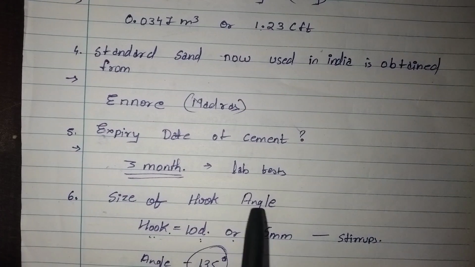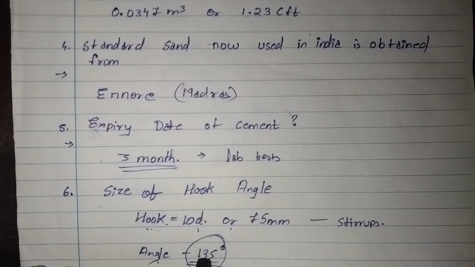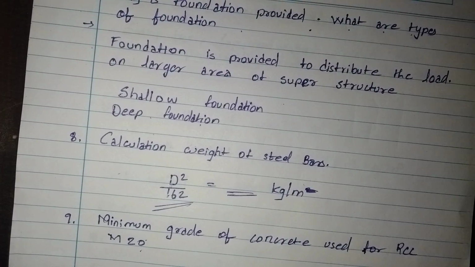The size of hook and angle. Now the hook size is 10 times D or 75 mm of the stirrup, and the hook angle is 135 degrees. Okay, next question.